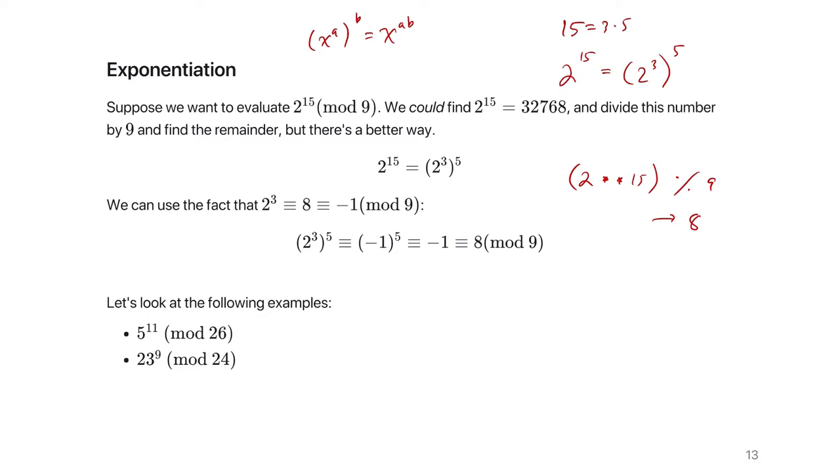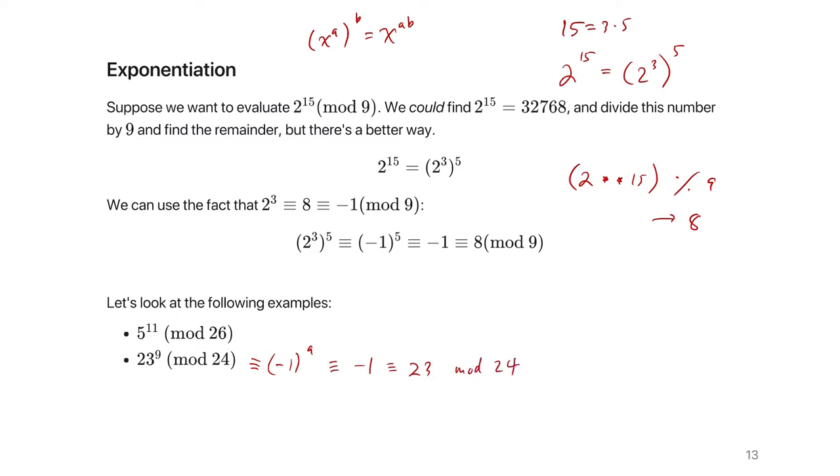Okay? So the second one's a little easier, right? Because the second one is very similar to the last step of the first one, right? Because I can write 23 as what? Negative 1, right? In modulo 24. And negative 1 to the 9 is just negative 1, which is just 23. So that one's done.